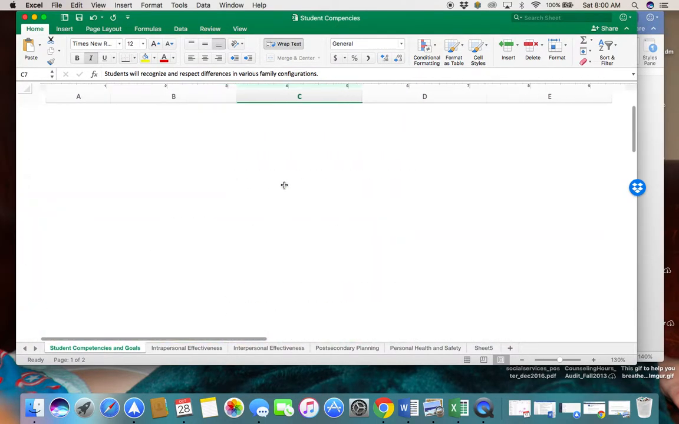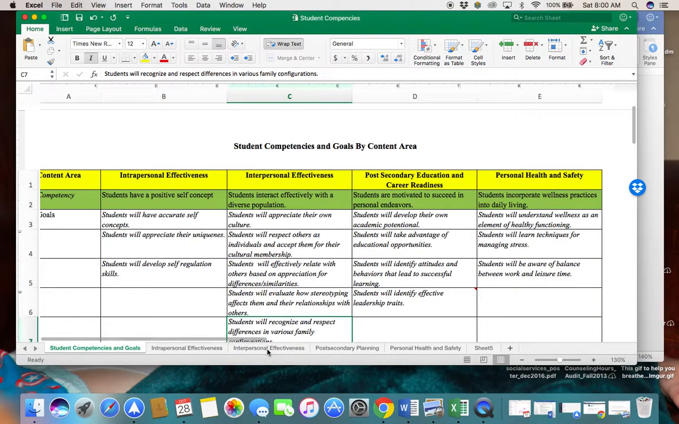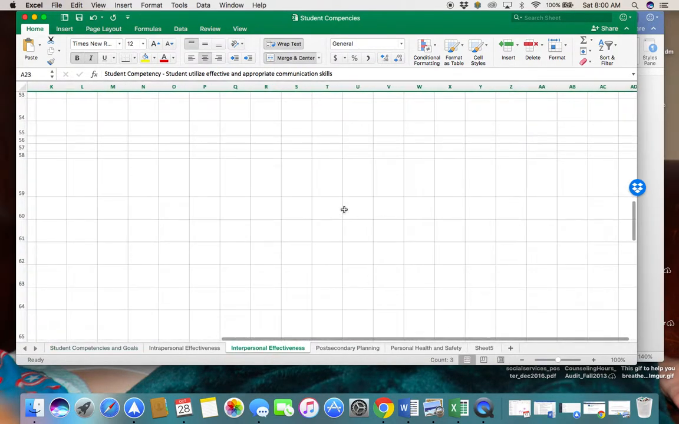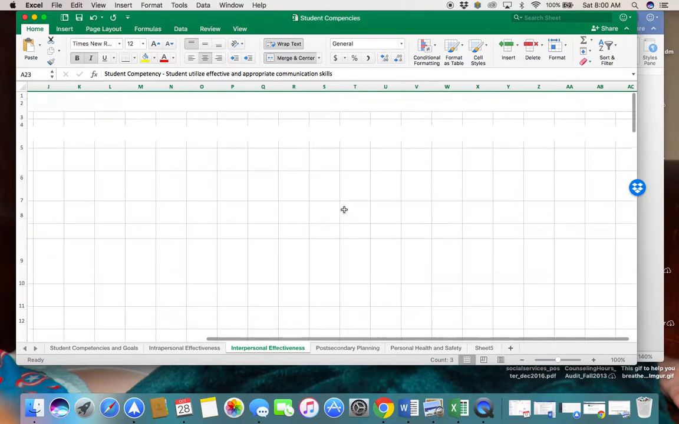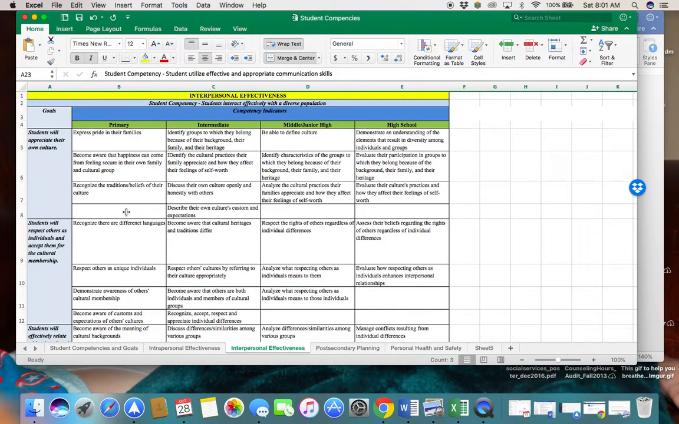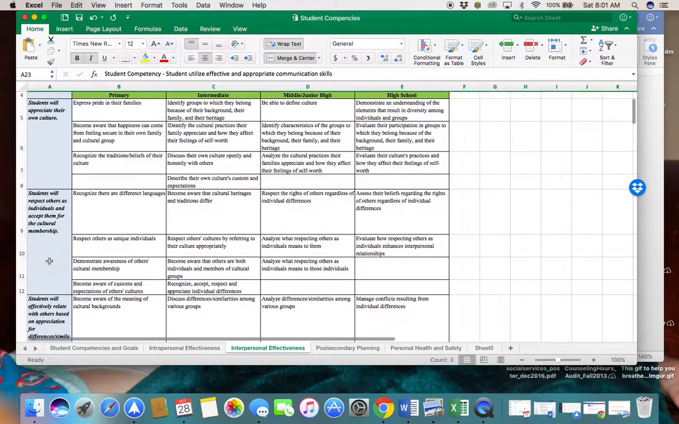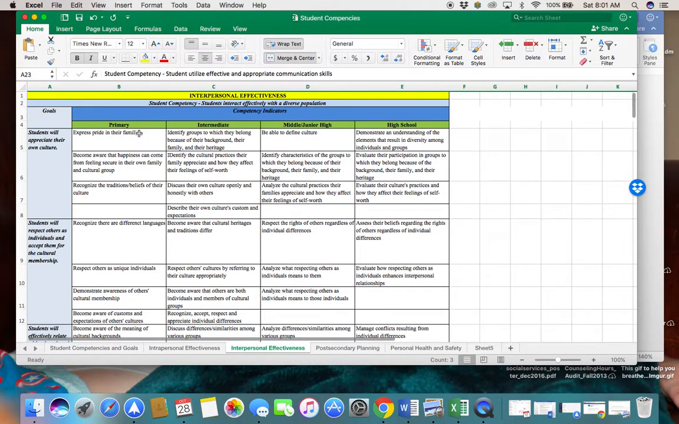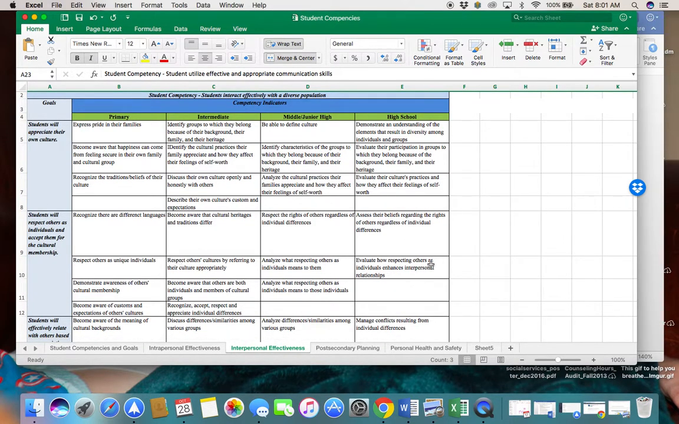Now, this is the overview of that. If you look over here, and this is what will be in the model guide. Okay, so by this, students will respect others as individuals and accept them for their cultural membership. So you see that now we have grade level competency indicators. So primary, intermediate, middle school, and junior high. And this is where we break things out developmentally.